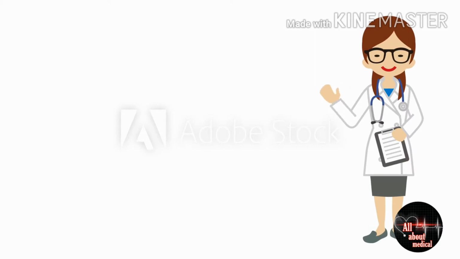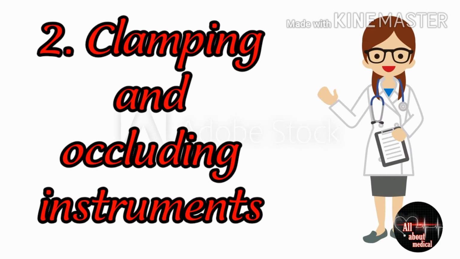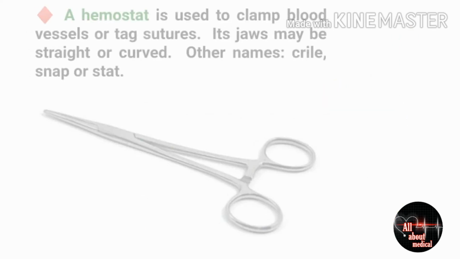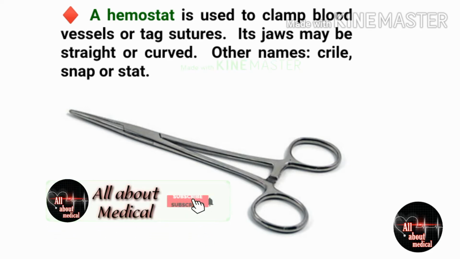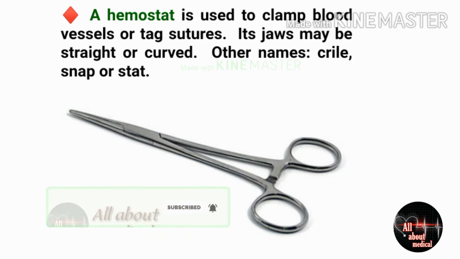So let's come to our second category, which is clamping and occluding instruments. Here is our first instrument in this category, named a hemostat. It is used to clamp blood vessels or tag sutures. Its jaw may be straight or curved. Other names: Crile, snap or stat.